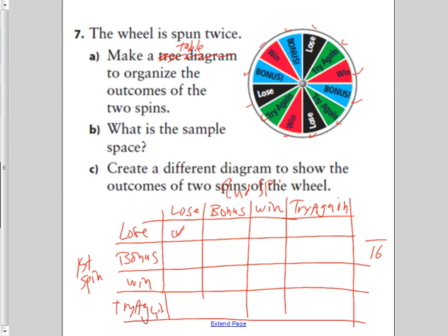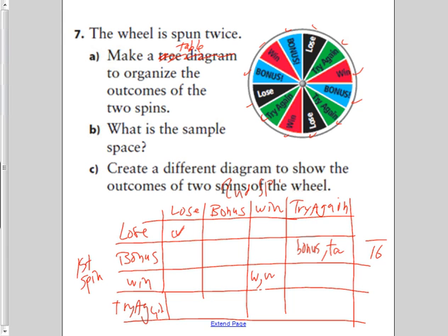This would be lose-lose. If I spun right here, that would be a win on the first spin. Erase this part here. A win on the first spin, I'll put a comma, and on the second spin, it would have been a win. So that's a win-win. Win on the first spin, win on the second one. This one here would be a bonus on the first spin and a try again on the second spin, and so on and so forth.